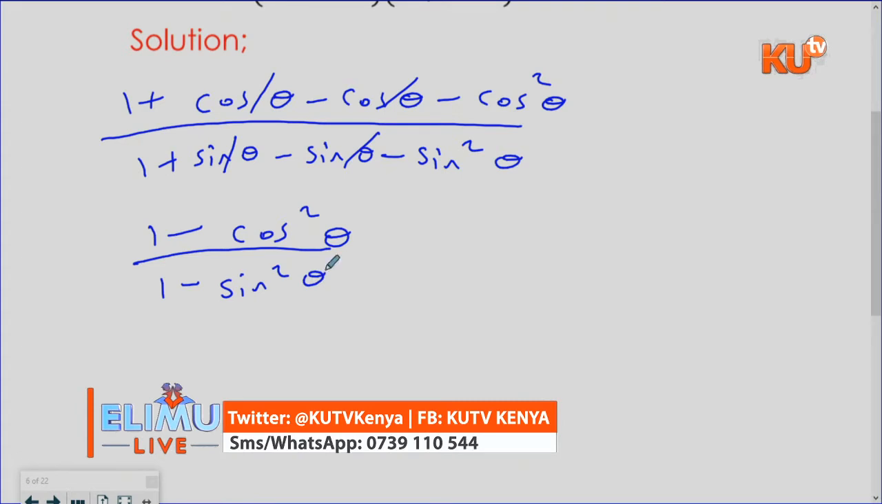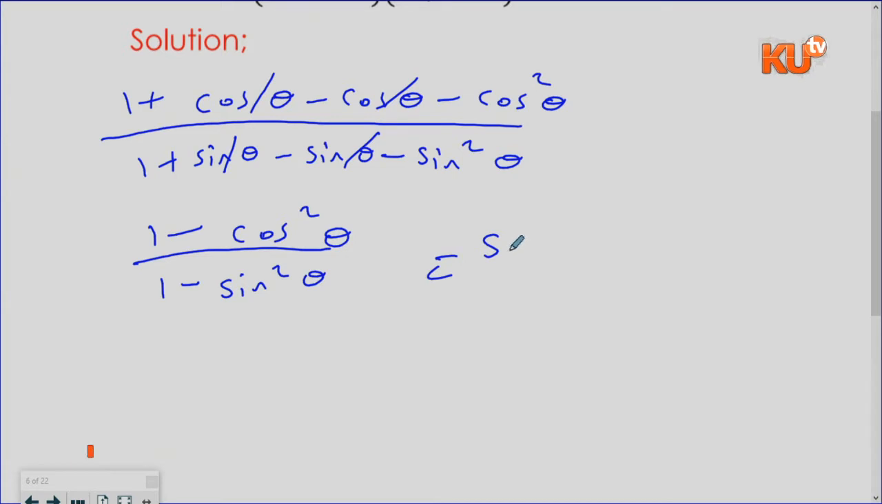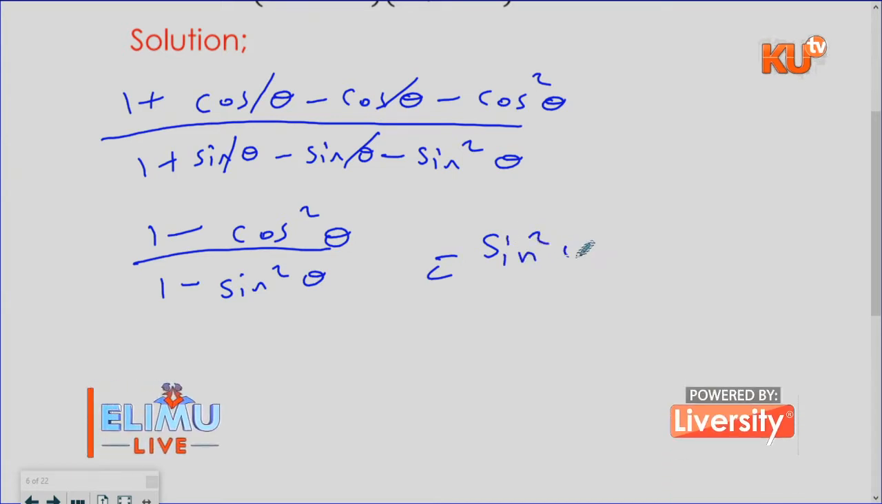Let's go back to our first identity. Our first identity, we said 1 minus cos squared theta is the same as? Very good, learner. So we said 1 minus cos squared theta is the same as sine squared theta, over 1 minus sine squared theta. From the first identity, we said this is the same as cos squared theta.